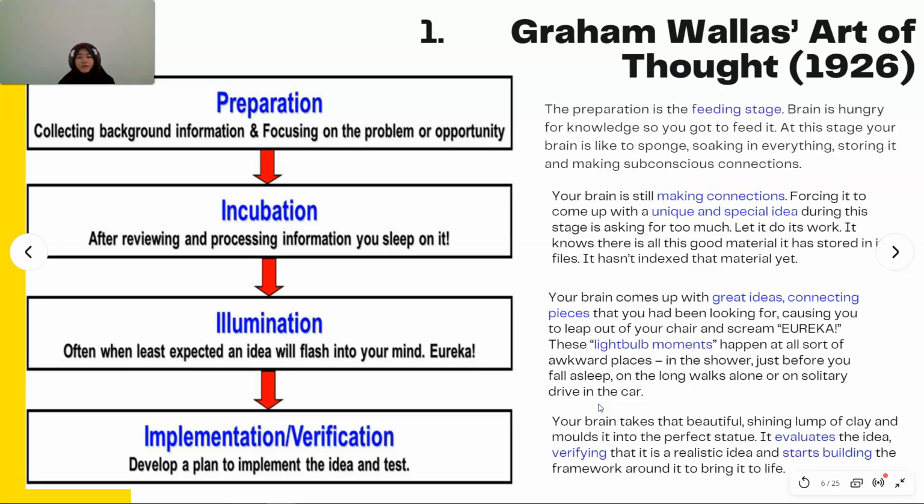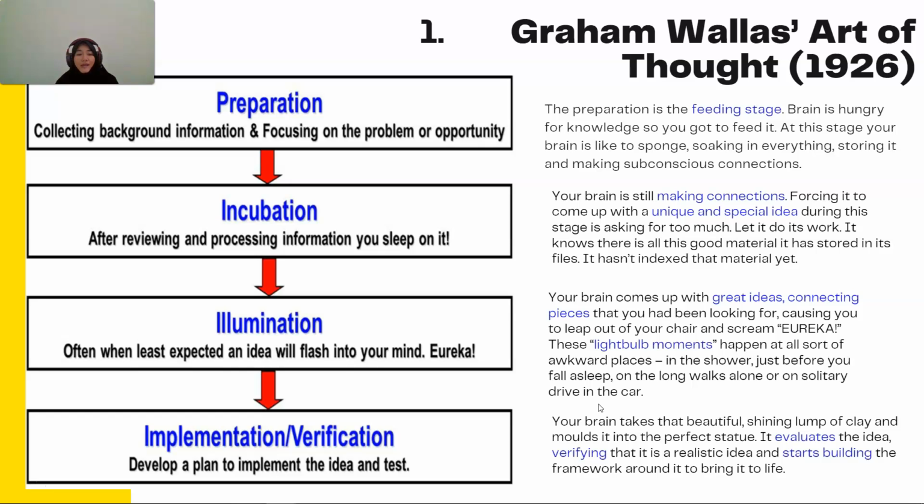So for the first creative thinking process, which is Graham Wallace, The Art of Thought, 1926, we have 4 basic processes in order for you to create creative thinking. First you need to have the preparation process. Next you need to have incubation. Number 3 is illumination. Number 4 is implementation or verification. So what are the steps involved here?